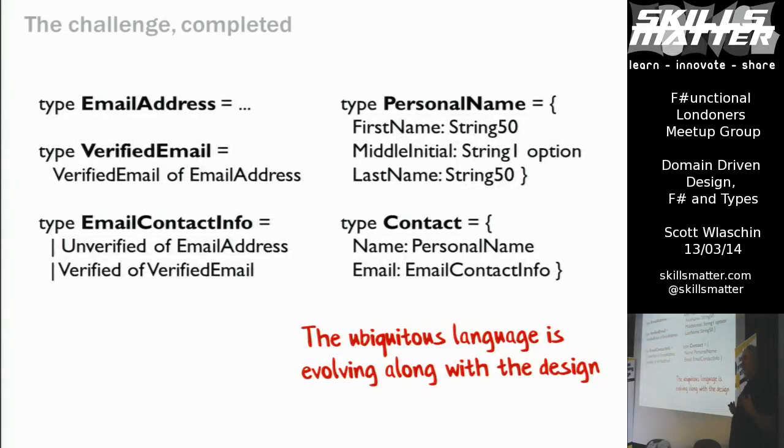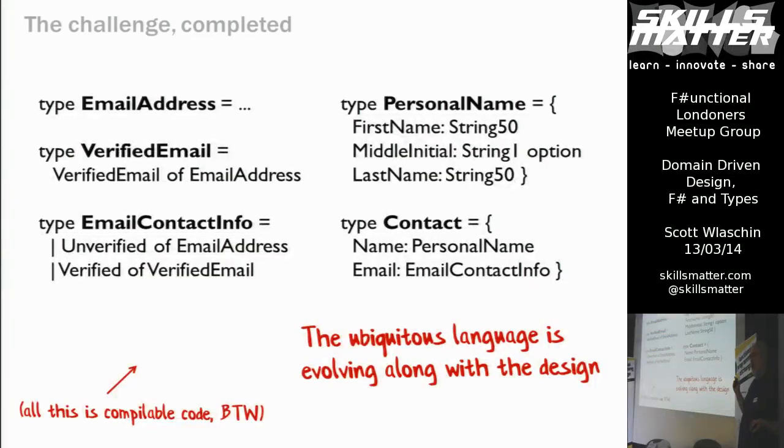And we might start having business rules. Once we have these things, we might start having business rules, like verified emails can only be used for this thing. If we want to do something, we have to use a verified email. That might be a business rule. And there you go. You've got the type all ready to go when you need to do that.